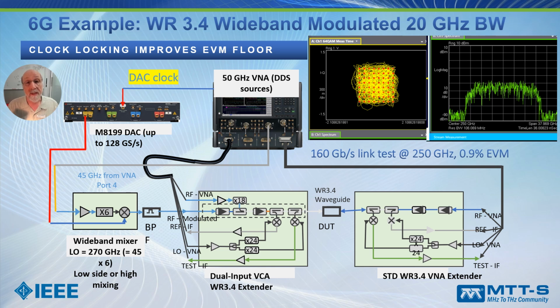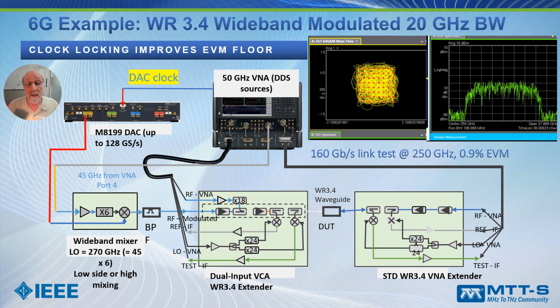Here's a setup I made for doing an upconversion measurement into the 250 gigahertz band. For this measurement, we're using VNA extenders and an external 3.4 waveguide upconverter. We use an arbitrary waveform generator to generate the 20 gigahertz signal, and it's centered at 250 gigahertz, and we're able to achieve a 0.9% EVM.